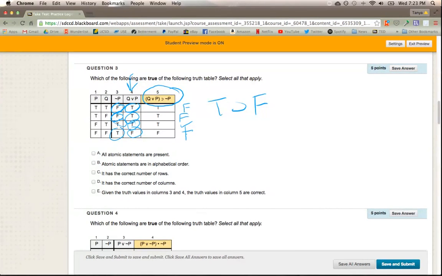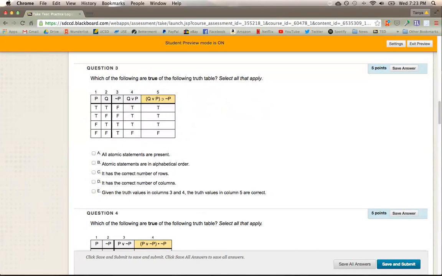Okay, so it looks like these are not correct. It looks like whoever filled out this table forgot that we care about the antecedent being true and the consequent false. That's when it's false, and instead just did it in order. So it looks like they thought this was the TF case, but it's not. That's an FT case. So A, B, C, and D are all correct, but E is not. So let's check all of those.